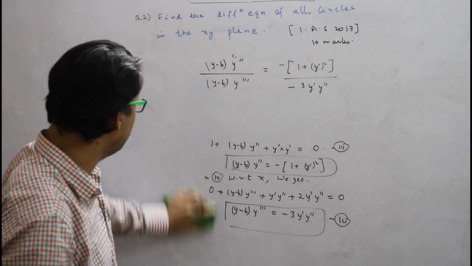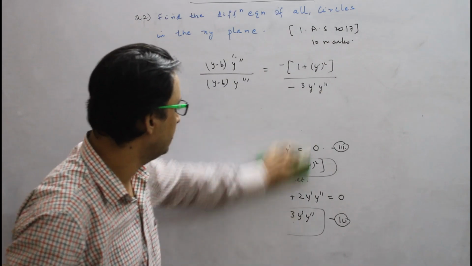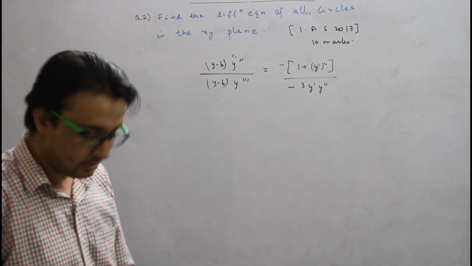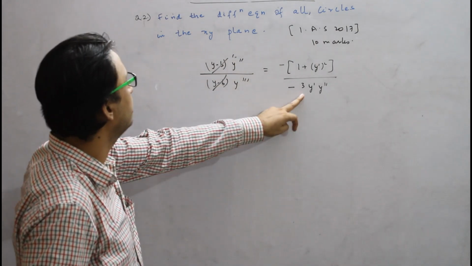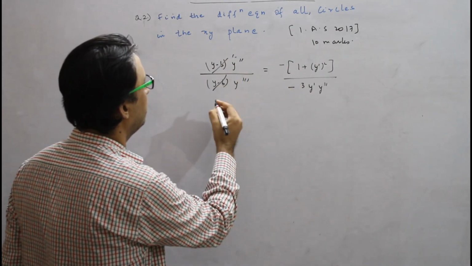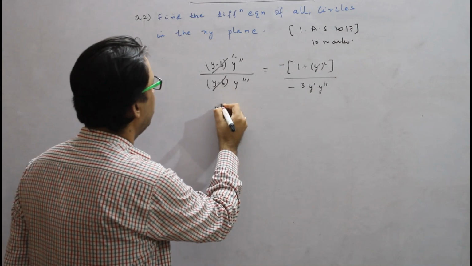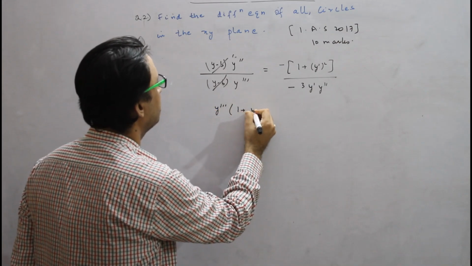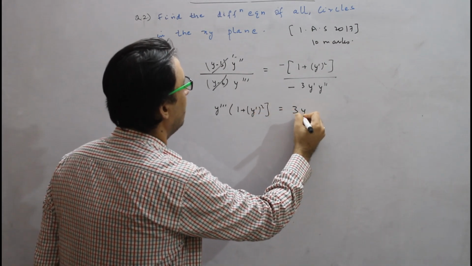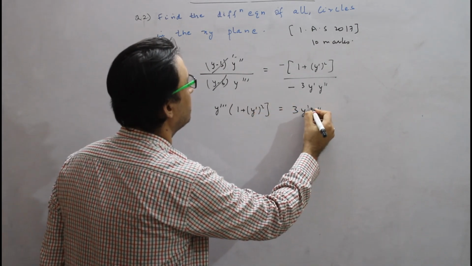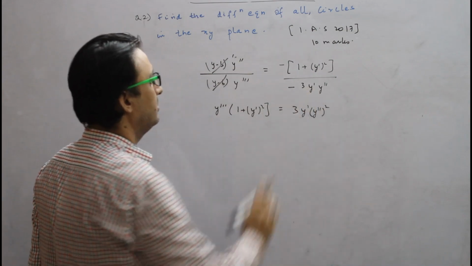So here we have actually arrived very close to the answer. But all we have to do is write it in the standard format. So this one and this one get cancelled. So we can take this one over here. So y triple dash into 1 plus y dash whole square is equal to 3 times y dash y double dash squared.